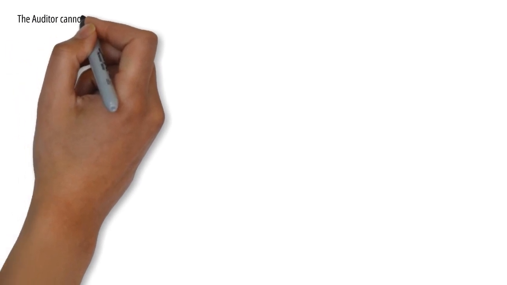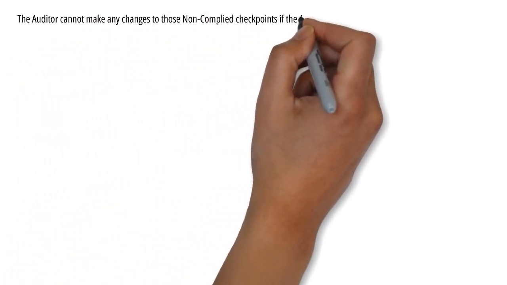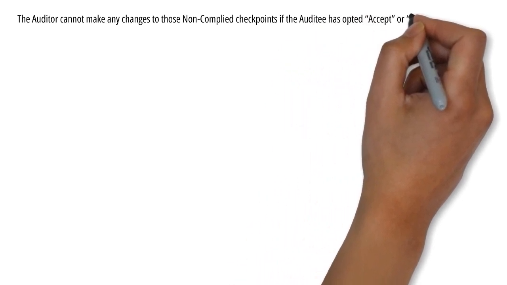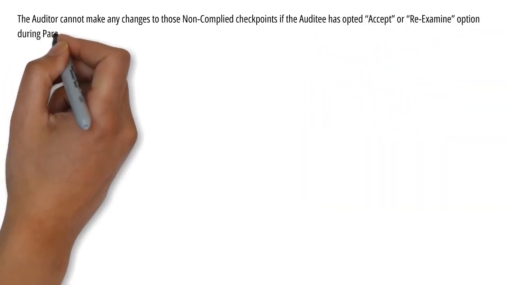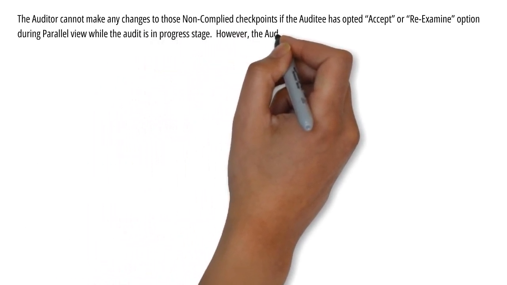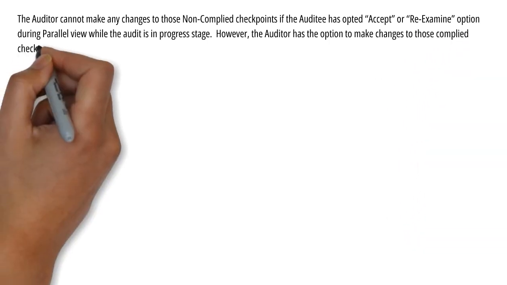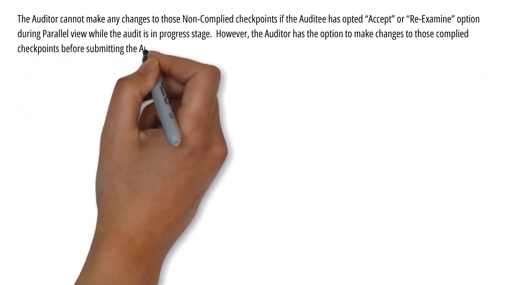The auditor cannot make any changes to those non-complied checkpoints if the auditee has opted for the Accept or Re-examine option during parallel view while the audit is in progress stage. However, the auditor has the option to make changes to those complied checkpoints before submitting the audit.